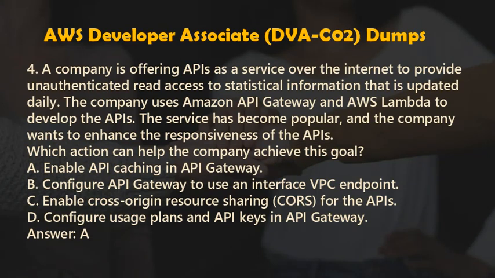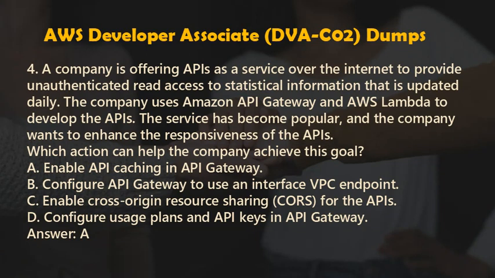4. A company is offering APIs as a service over the Internet to provide unauthenticated read access to statistical information that is updated daily. The company uses Amazon API Gateway and AWS Lambda to develop the APIs. The service has become popular, and the company wants to enhance the responsiveness of the APIs. Which action can help the company achieve this goal?